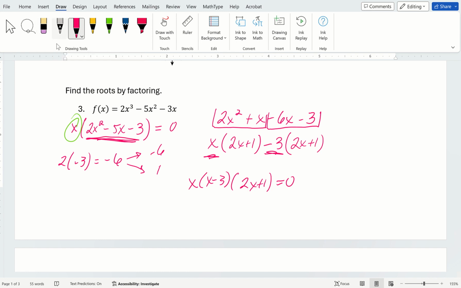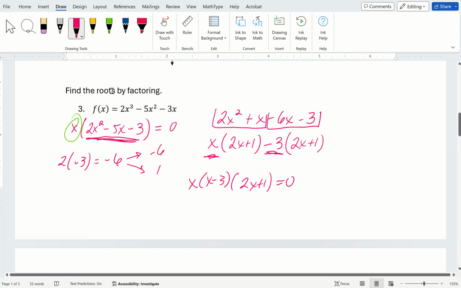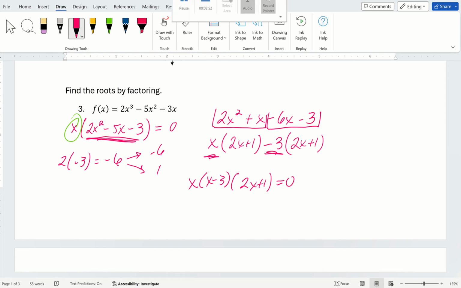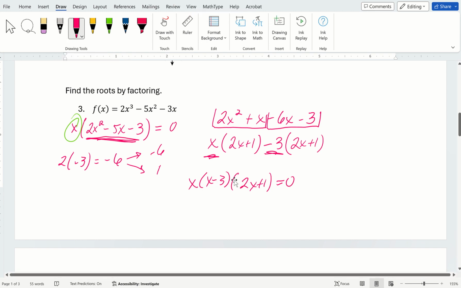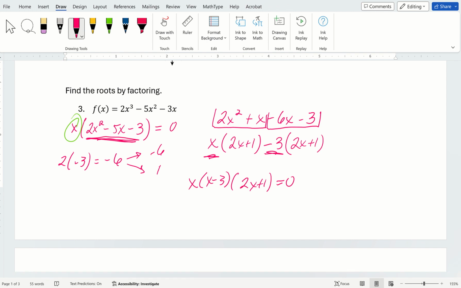All right, now I need to solve for x, because finding the roots is finding out what is x when f of x is 0. So I'm going to apply the zero product property and set each term here equal to 0. So x equals 0, that's my first term. x minus 3 equals 0, that's this term. And 2x plus 1 equals 0, that's this term.